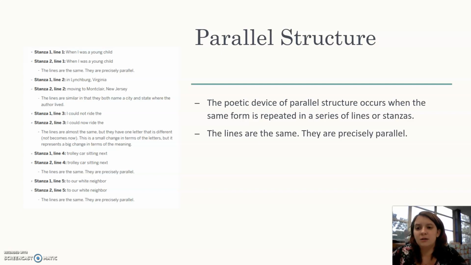Stanza 1 and stanza 2 for line 3, it says, "I could not ride" and "I could now ride." So again, these are almost the same, it just changed one of the words in it. So small changes can actually make a big difference in meaning. "Trolley car and sitting next," again, that's the same. And then "to our white neighbor," again, that's also precisely parallel.